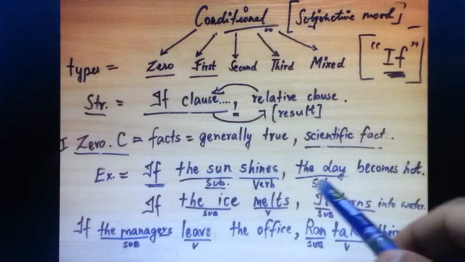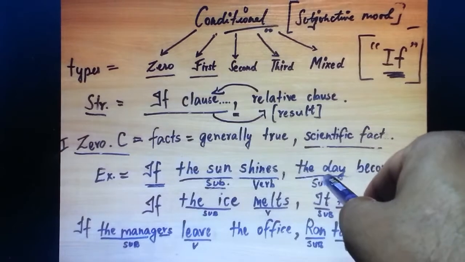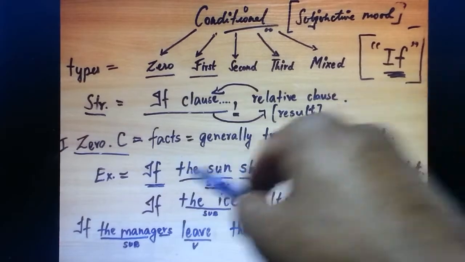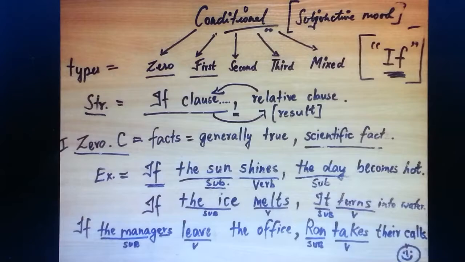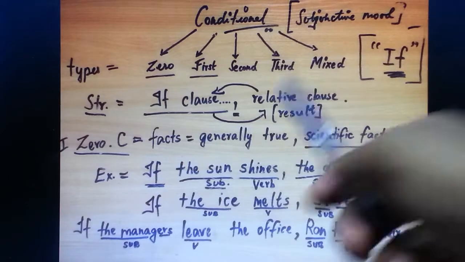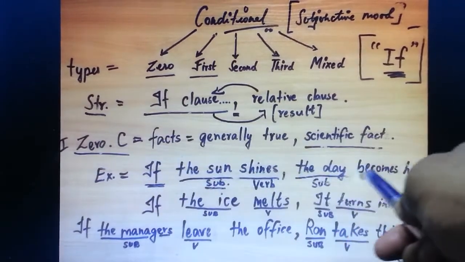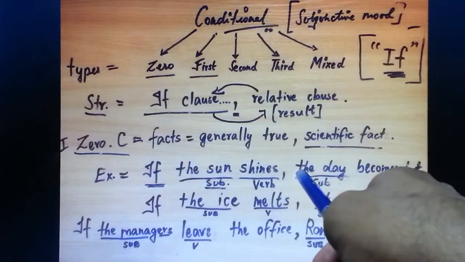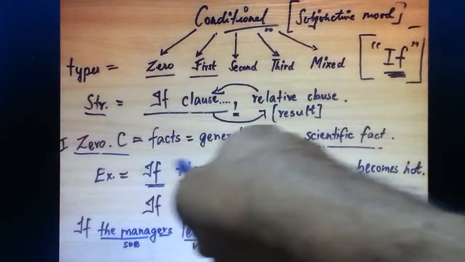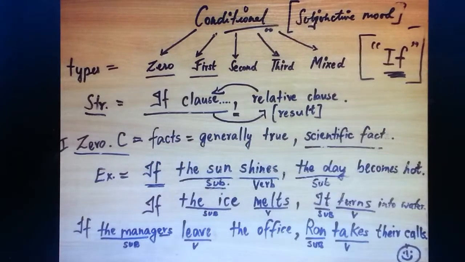So let's try. The day becomes hot if the sun shines. Now is that sentence correct or wrong? Absolutely correct. Yes, you can either say, if the sun shines, the day becomes hot, or you can say the day becomes hot if the sun shines. Both sentences have the same meaning. Now let's try the second one.